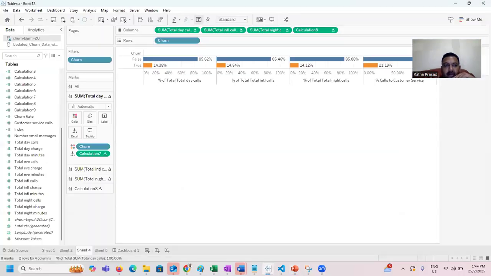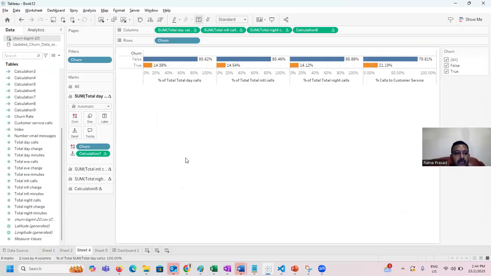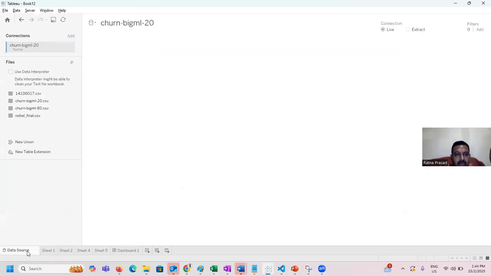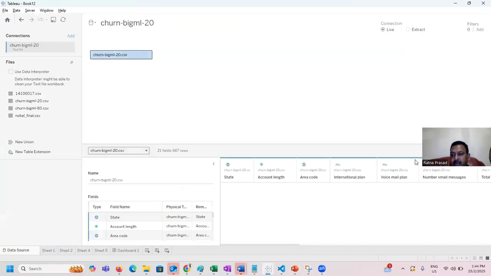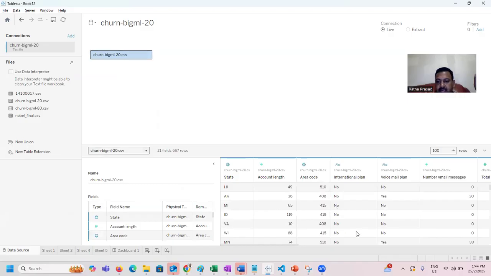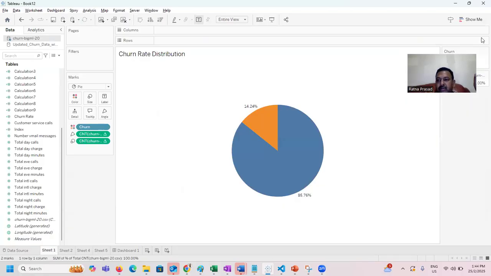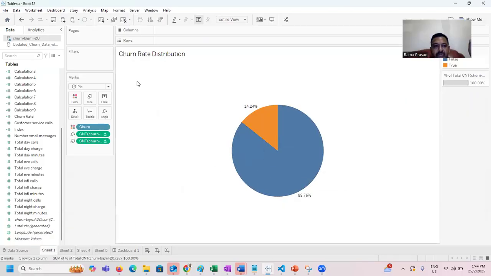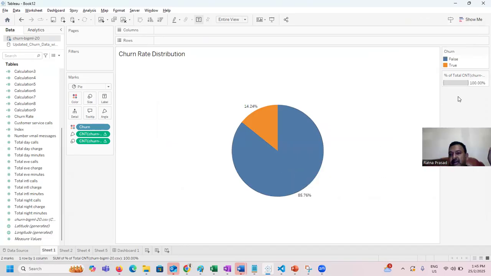Let me show you the analysis in Tableau. So this is my data source, and I have these columns. Then this is sheet one, which shows the visualization of churn rate distribution. This is the churn, and this is churn as false, which means retention. It's an interactive one.